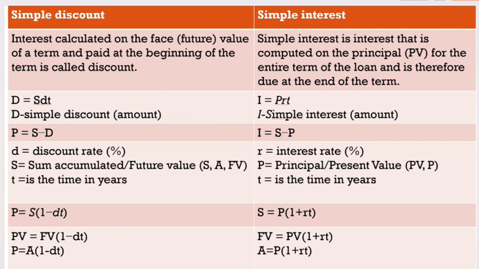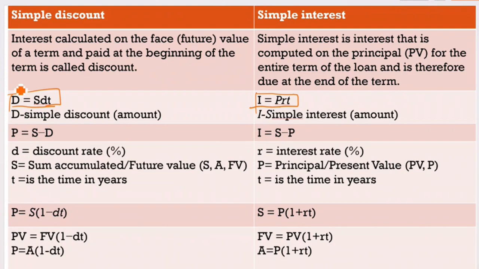Okay, so with a simple discount, here is the formula for simple discount. Compare it against the simple interest and see the difference. Okay, these two are different. So this one is calculated on the future value. Here is your S. Your S is your future value. This one is on the present value. That's how they are different.